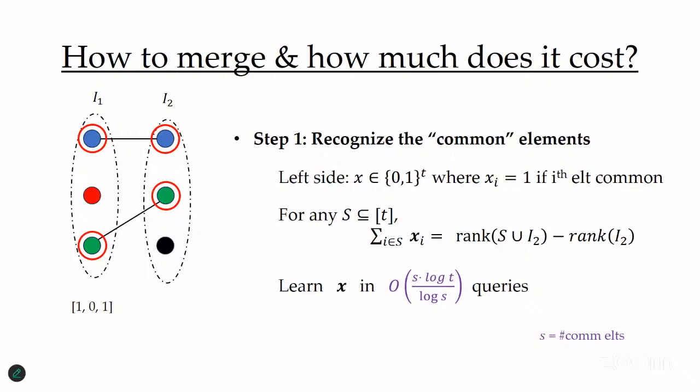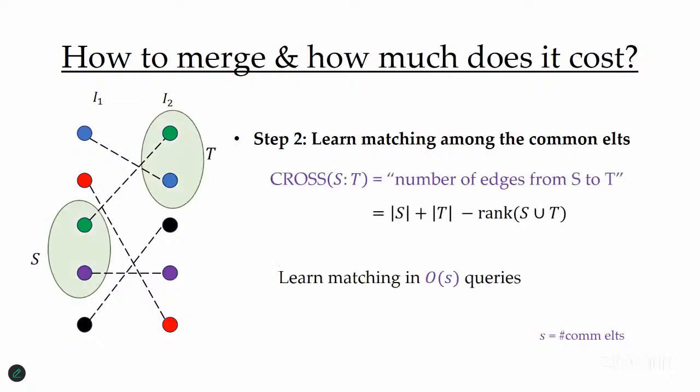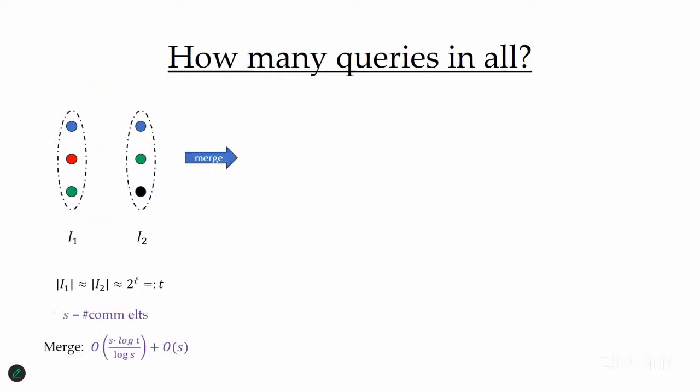Once I learn who the common elements are, step two is learning the matching among the common elements. But that's exactly the learning hidden matching problem. So I will skip this a bit, and you can just believe me that this can also be learned in order S time. To summarize, if I have two independent sets I1 and I2 of roughly the same size, which I'm calling T, some power of 2, and S is the number of common elements, which I don't know yet, then merging can be done in roughly S log T by log S.